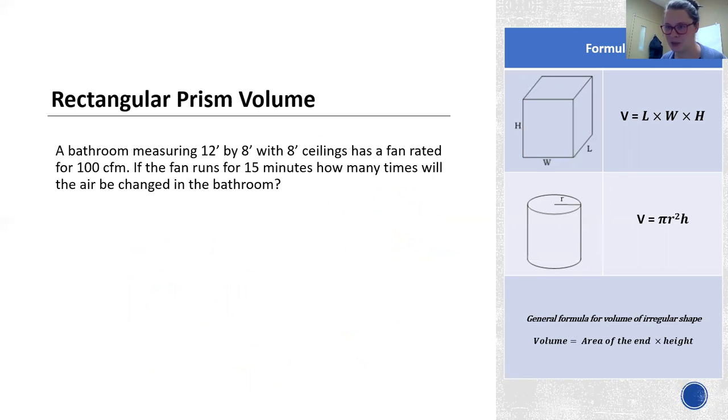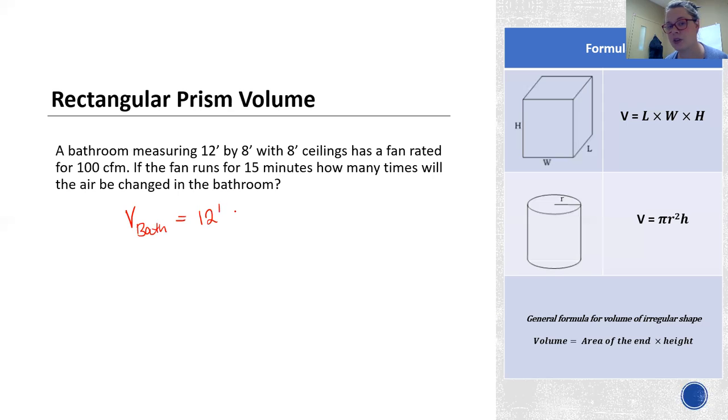We're looking at ventilation. A bathroom measuring 12 feet by 8 feet with 8-foot ceilings has a fan rated for 100 CFM or cubic feet per minute. If the fan runs for 15 minutes, how many times will the air be changed in the bathroom? So this is actually a two-step question. First of all, the fan runs for 100 cubic feet per minute. So I need to know how much air is in the bathroom in cubic feet. So first of all, the volume of the bathroom.